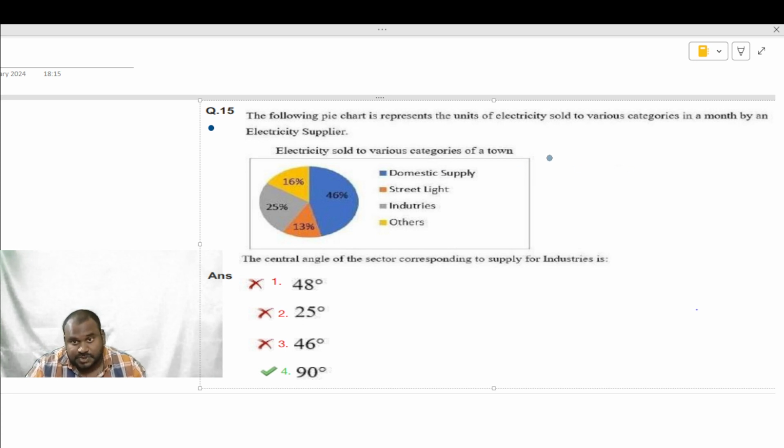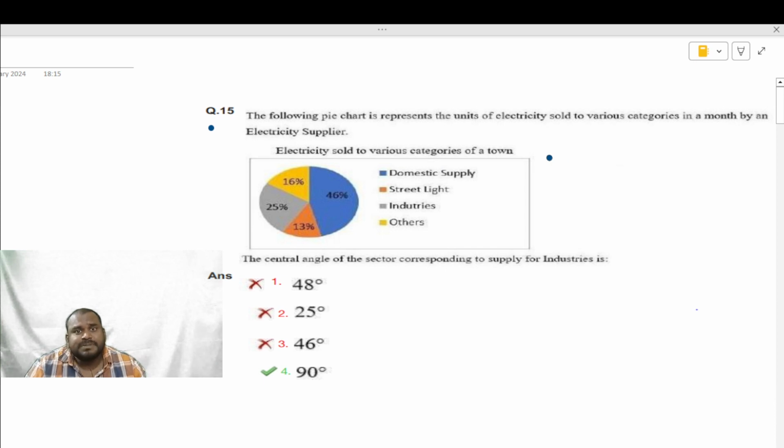Okay, now coming to this question. The following pie chart is representing the units of electricity sold to various categories in a month by an electric supplier. Electricity sold to various categories of a town is given in percentages, represented in a circle. If you add all those percentages, it will become 100%.